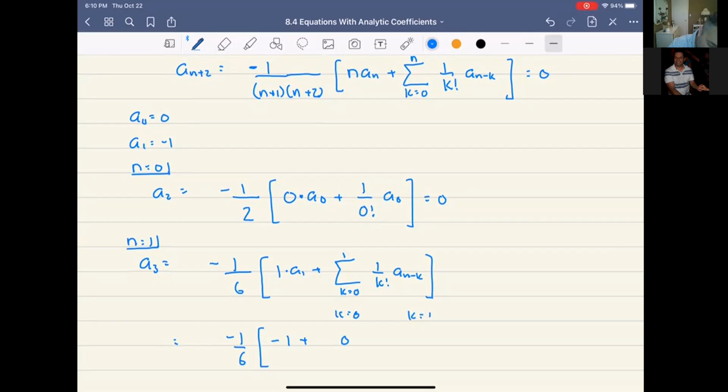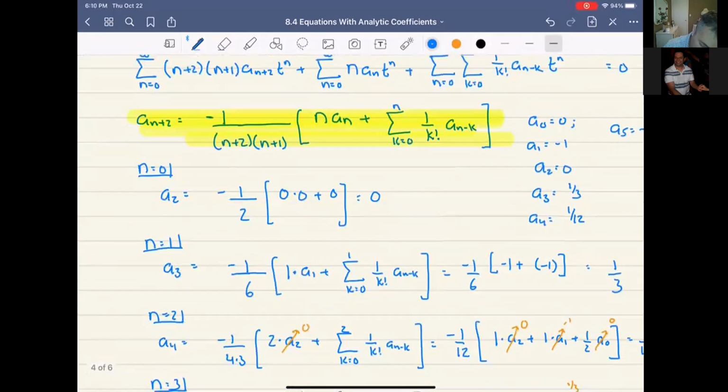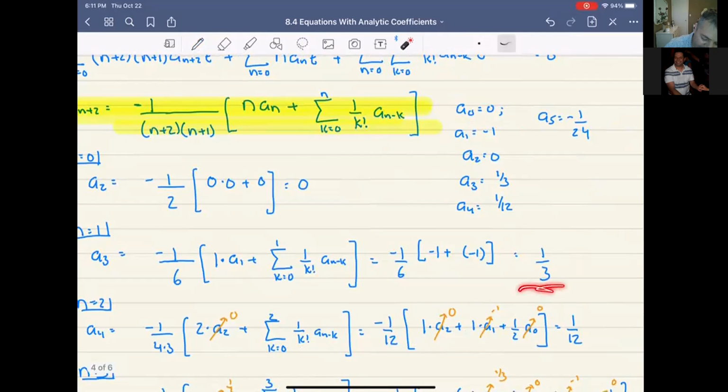No, that's not true. I lie. k equals 0 is going to be 1 times A sub 1. k equals 1 is going to be 1 times A sub 0. So this one's 0. So this equals A sub 1, which is -1. This is going to be -1/6 times -2, which is 1/3. Yep, that's what I got yesterday.